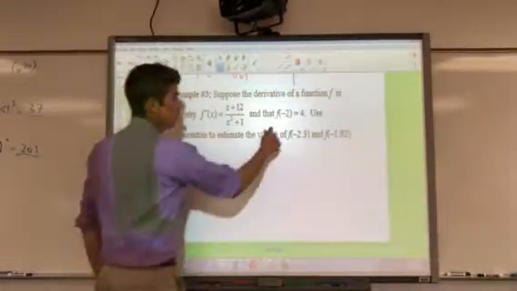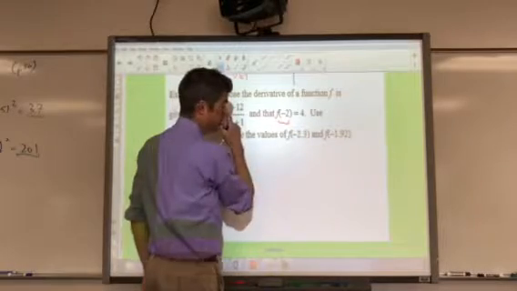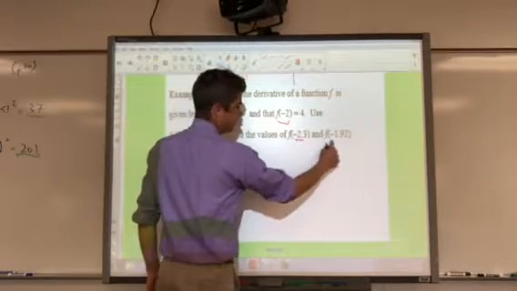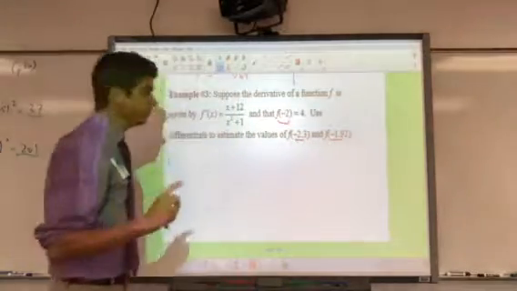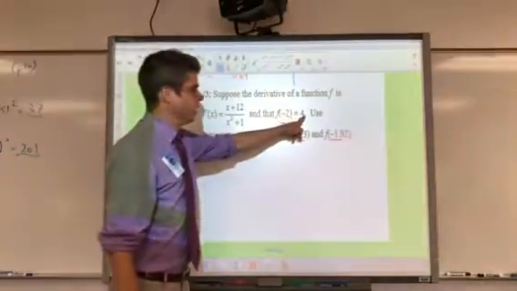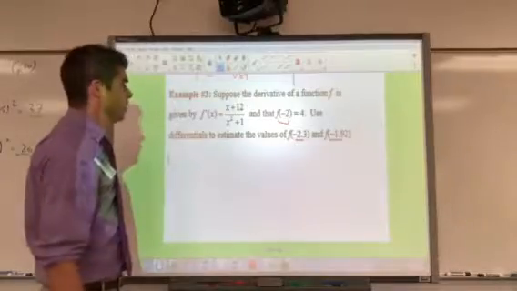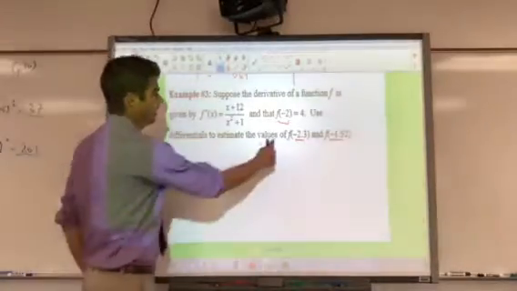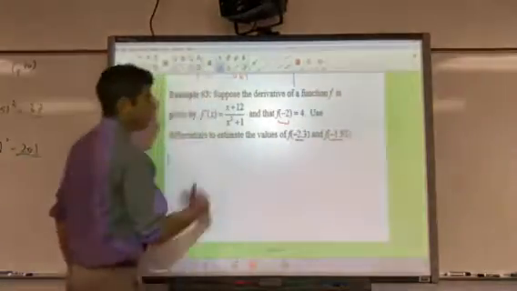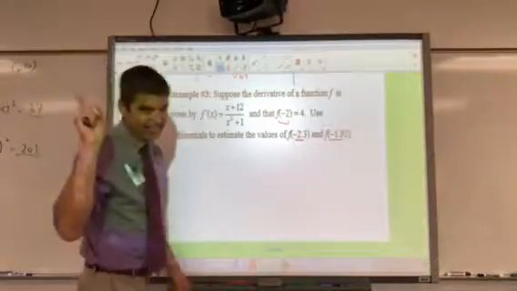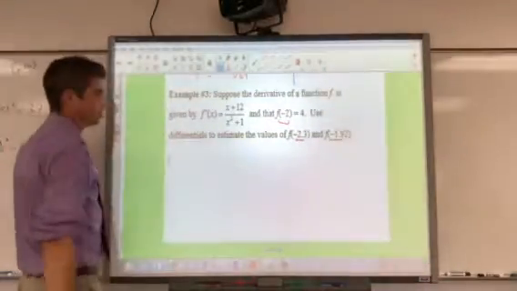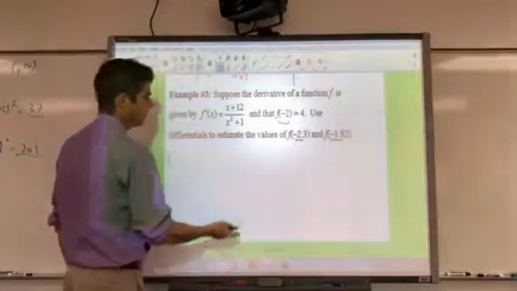So in this case, they do tell us -2 is my point of tangency. And notice that these values are very close to -2. And here's the y value of that value. Okay, so if we want to evaluate f of -2.3, well, we know what our function is. See, there's the bell. We know our function, and we know what our nice value is.